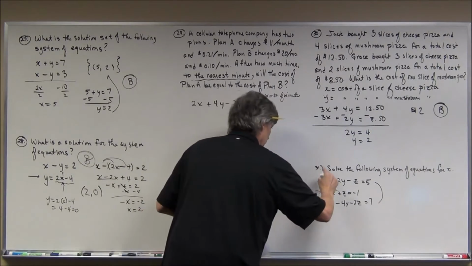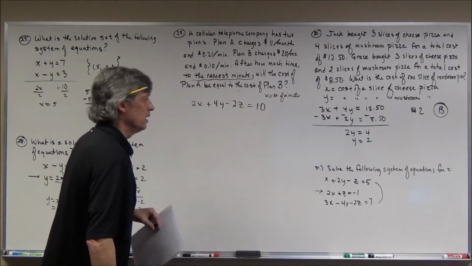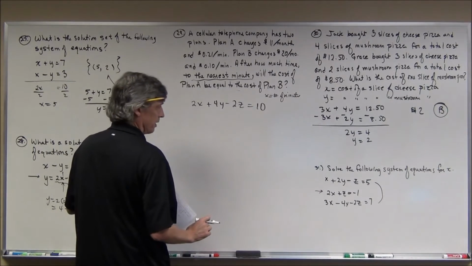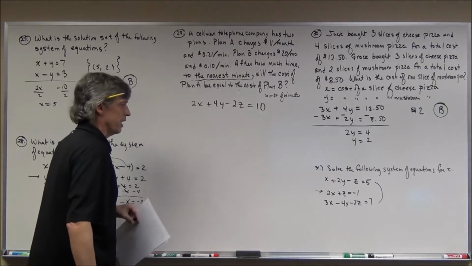Don't forget, you have to multiply every term on both sides by that constant, by 2 in this case. So many people forget to multiply the right side by the 2. They leave a 5 there, and it goes to heck in a handbag.